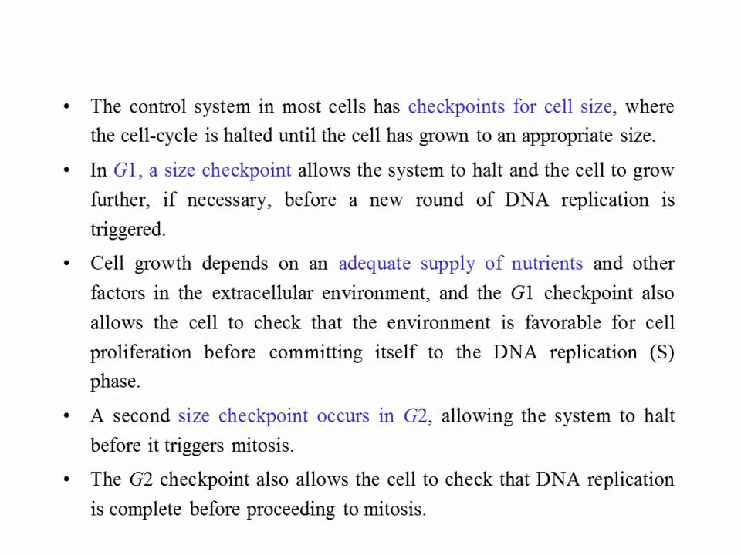The control system in most cells has checkpoints for cell size, where the cell cycle is halted until the cell has grown to an appropriate size. For example, G1 is the gap one phase. So a size checkpoint allows the system to halt and the cell to grow further if necessary before a new round of DNA replication is triggered, because the next phase after the G1 phase is the S phase, or the DNA synthesis phase. So before you do any DNA synthesis, make sure that the cell has grown large enough, that whatever growth needed to be achieved during the G1 phase has been achieved.